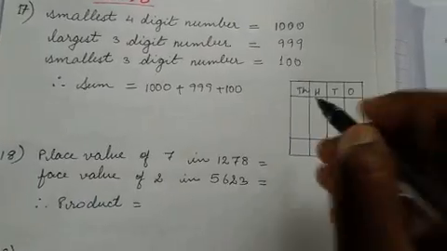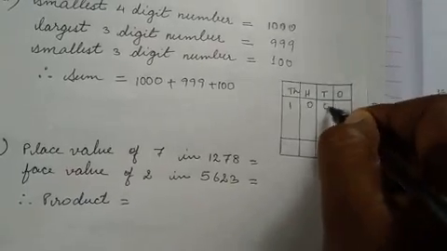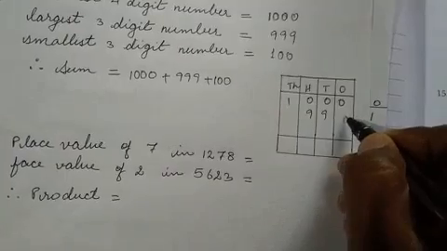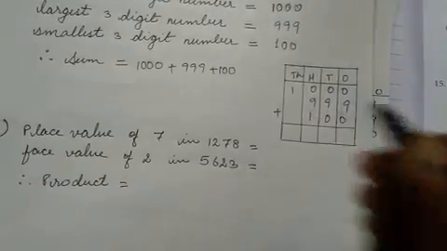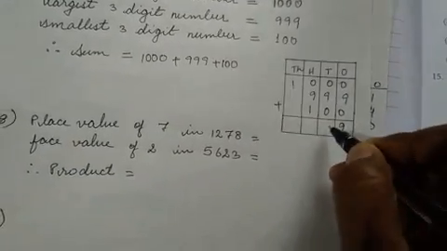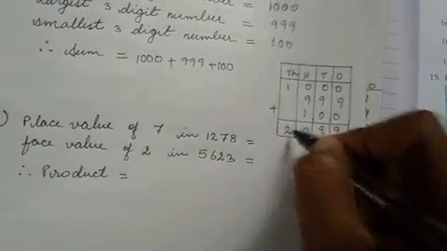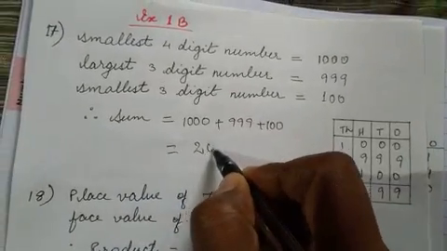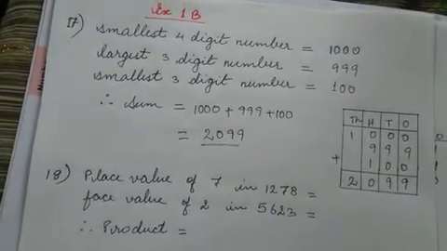Let us add here, making the column. In this way we will be careful in adding. 999, then 100. We're just adding it carefully. So 9 plus 0 is 9, 9 plus 1 is 10, 0 carry over 1, it becomes 2. So our answer is 2099.